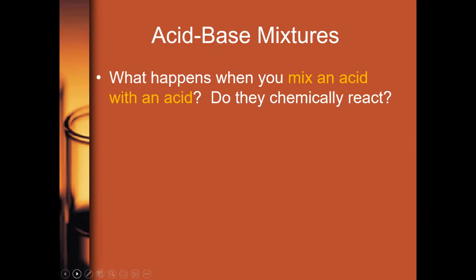So we want to look at what happens when we mix an acid with an acid. Are they going to chemically react? An acid won't react with an acid and alter it. But what's going to happen is it's going to increase our concentration of the hydrogen ions that are produced. So if we have more hydrogen ions, it should decrease the pH.